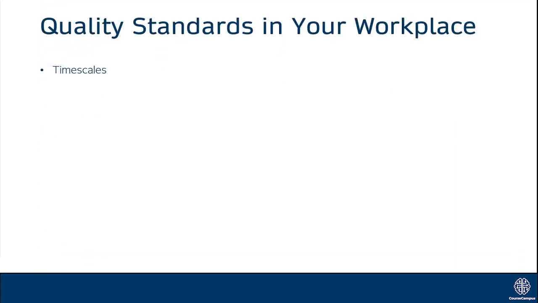So quality standards in your workplace could be timescales or service level agreements. Could be about durability. How durable is the product that you're offering? A service level agreement is basically an agreement that within a certain time period, a certain task or activity will be completed. So perhaps you have a service level agreement to contact customers who leave an inquiry within 24 hours. Your service level agreement would be 24 hours for that task.